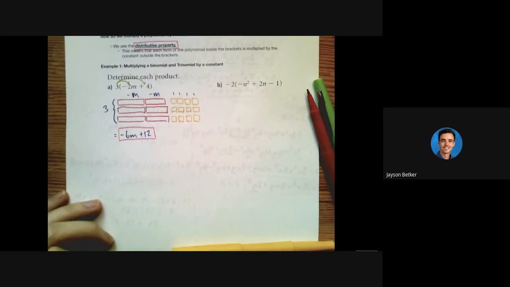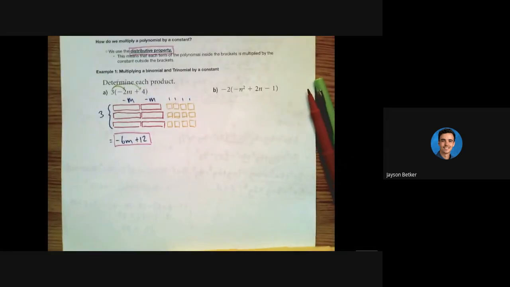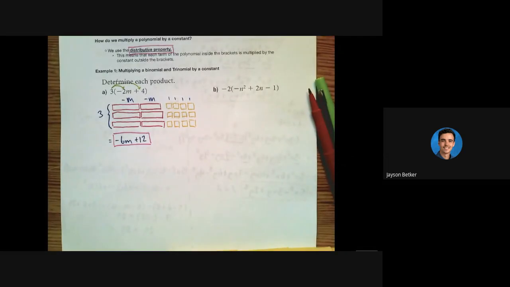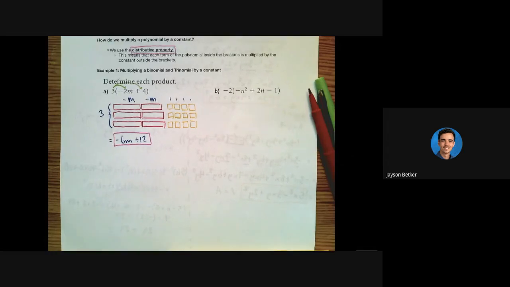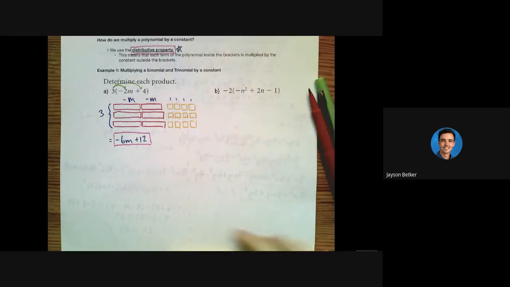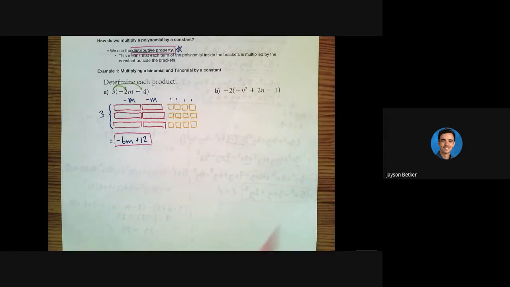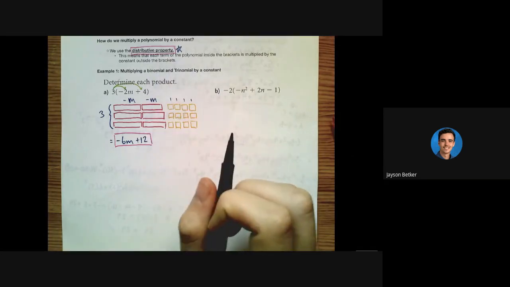Okay, now I don't want us to have to do this. I feel like this has gotten blurrier. That's better, right? Yes. So I don't want us to have to do this each time. So this is the way that we do it using algebra tiles. Let's do the distributive property now. Okay, let's look at how to do that this way. What you do is you multiply each term inside the bracket by the constant that's outside the bracket.